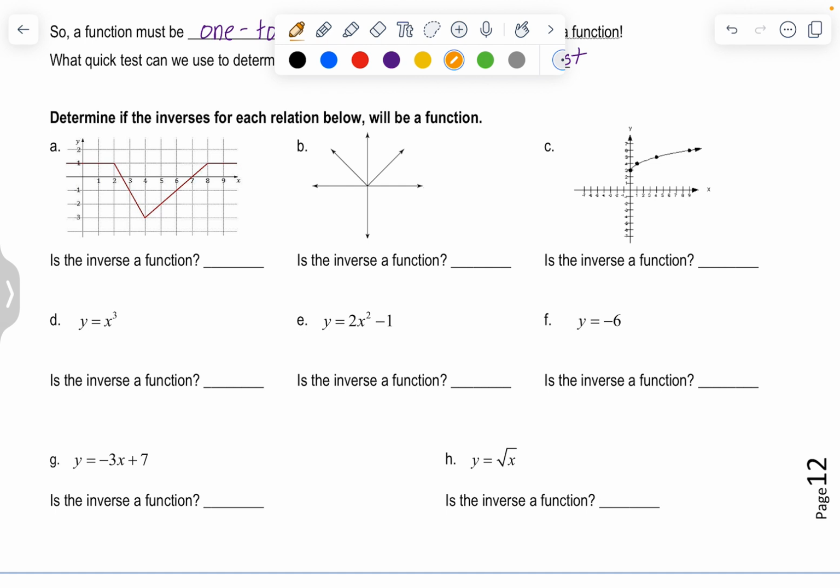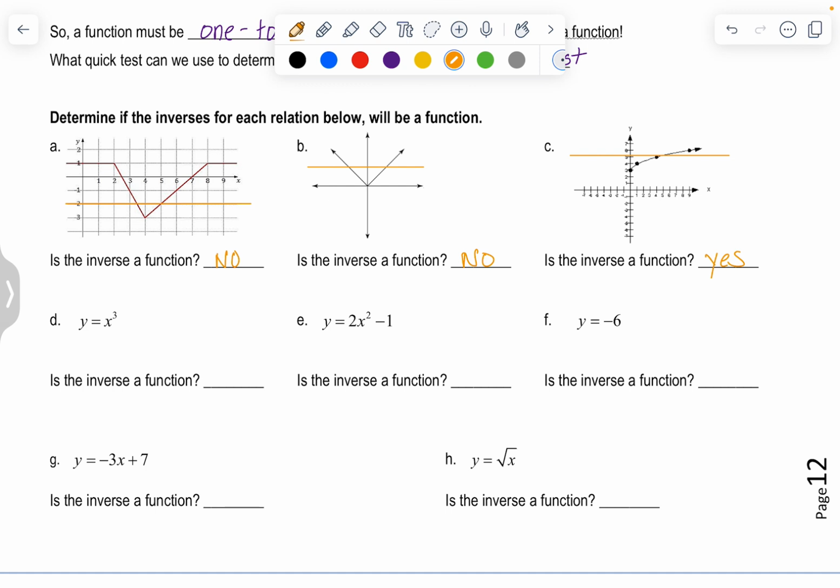So in part A, that horizontal line touches twice, so is the inverse a function? No, it failed the horizontal line test. For B, does it pass the horizontal line test? No, its inverse is not going to be a function. For C, does it pass the horizontal line test? Yes. That means C's inverse will be a function.